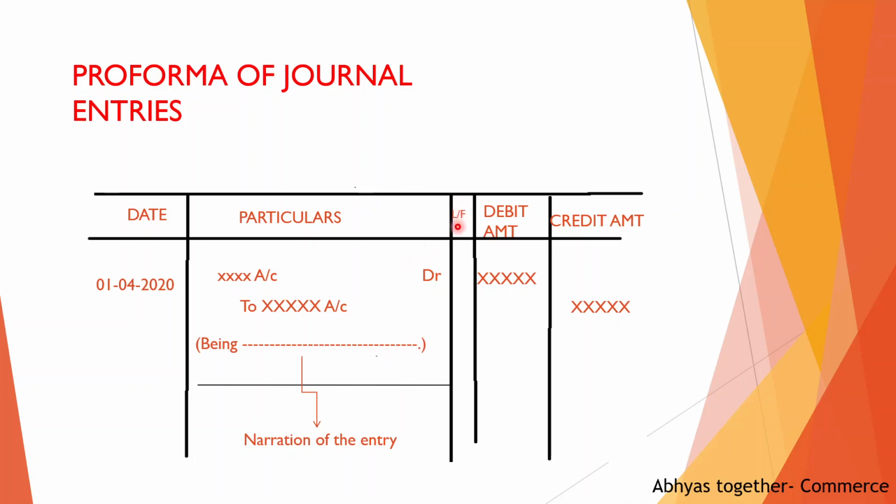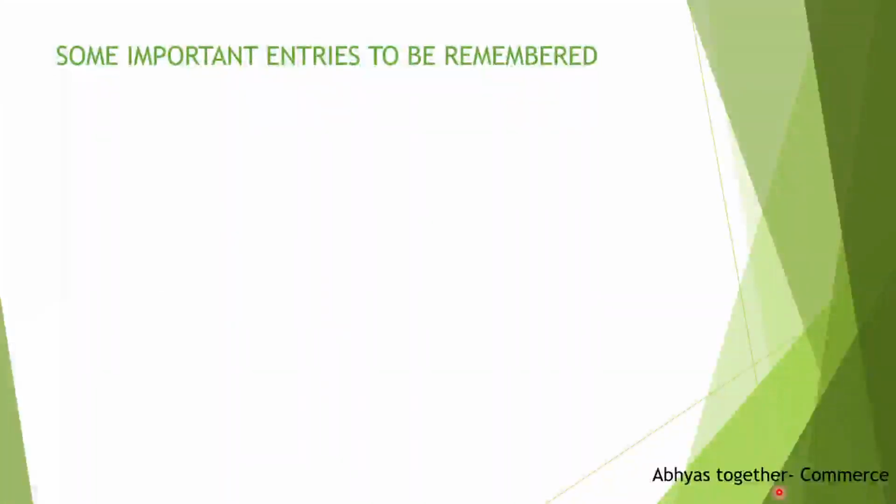Then the next column is the ledger folio. Ledger folio is a connecting column to the ledger book. Whatever the particular journal entry is, it will be posted in the ledger, as I said earlier, so we write the page number of that particular ledger in this column. Then the next one is the debit amount and the credit amount, and the debit amount and the credit amount will always be equal. Now let us move forward to some important entries before entering into the problems.